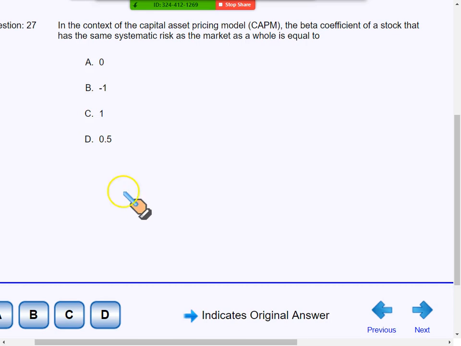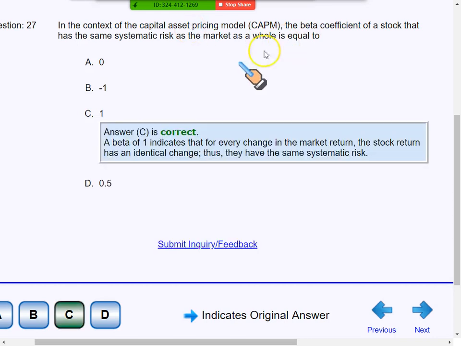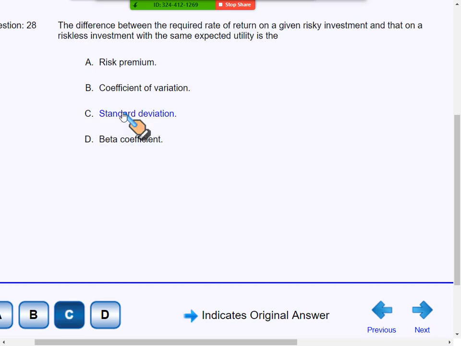Next question. In the context of the capital asset pricing model, CAPM, the beta coefficient of a stock that has the same systematic risk as the market as a whole. So beta for a company that has the same systematic risk as the whole market is 1. If beta for a certain asset is 1, it means this company has the same volatility of returns as the whole market portfolio, or the whole market as a whole.